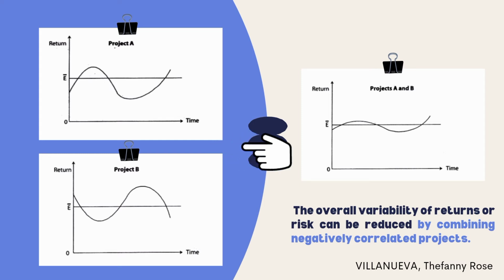So here on the left side of this slide, two projects are separated. The graph of project A goes up, and the other graph, project B, goes down. So both projects move in opposite directions from each other, or in other words, they are negatively correlated. On the right side, the negatively correlated projects, A and B, are combined. As shown in the graph, the combination has the same expected return E, but less variability of return. Thus, less risk than either of the projects taken separately.